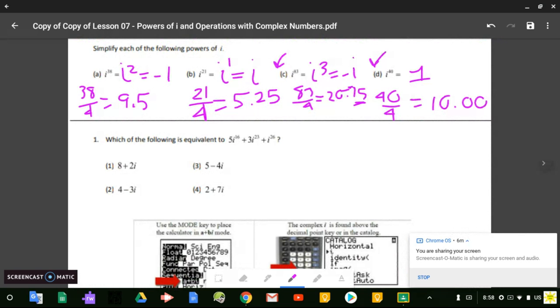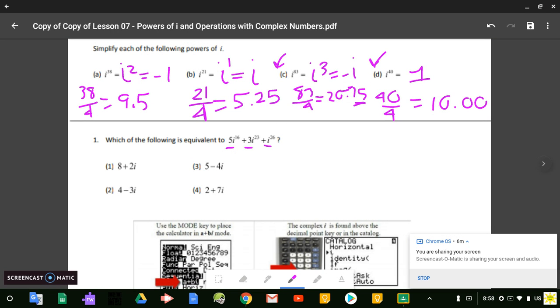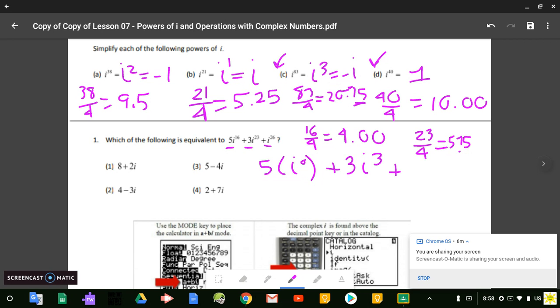For number 1, I want to simplify each of these i's. So I would do 16 divided by 4. That's 4.00. I had nothing left over, so it's the same as thinking of 5 times i to the 0. If I take 23 and divide by 4, I'm going to get 5.75. If I have 0.75 left over, it's the same as thinking of i to the third. And then 26 divided by 4 is going to be 6.50, so that's going to line up with i squared. So this is the same as thinking of i squared.